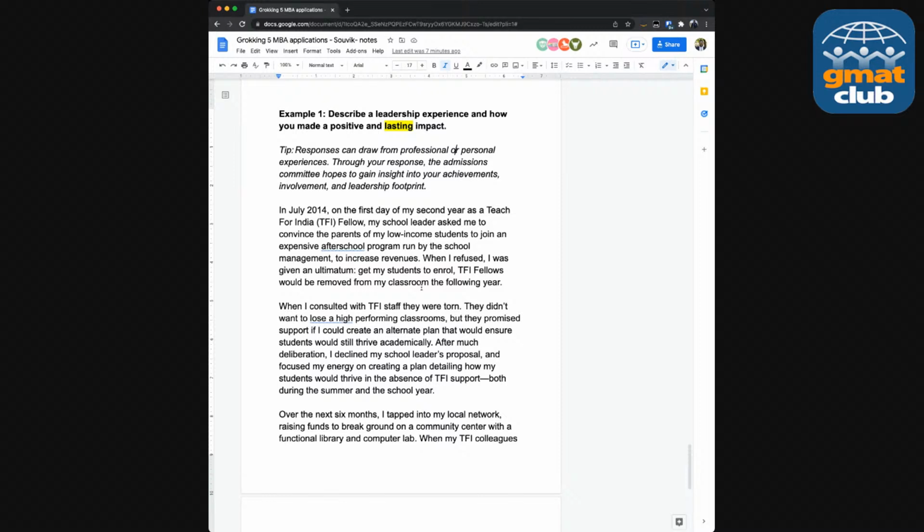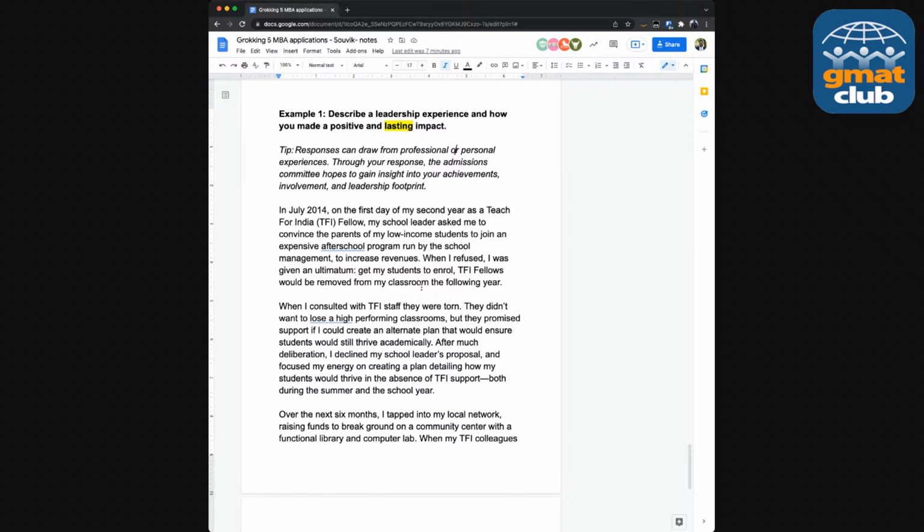And then I also wanted to establish the stakes. I think this is super important because for most American readers, this could be like, okay, so that's good for the students, right? If it's an after school program, so what's the big deal here? So I also wanted to qualify that by saying, when I refused, I was given an ultimatum: get my students to enroll, or TFI fellows would be removed from my class from the following year.